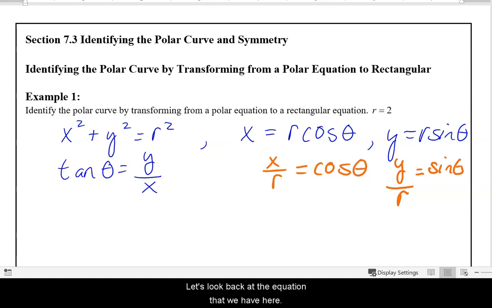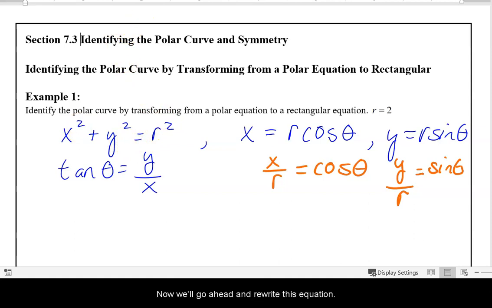Let's look back at the equation that we have here. We have that r is always 2. All we're given is something about r. There's no theta present in this polar equation. So it doesn't make sense to use either the x equation, the y equation, or the tangent of theta equation. All three of those involve the variable theta, which we do not have in this polar equation. That directs our focus to the only one we have left, which is x squared plus y squared equals r squared.